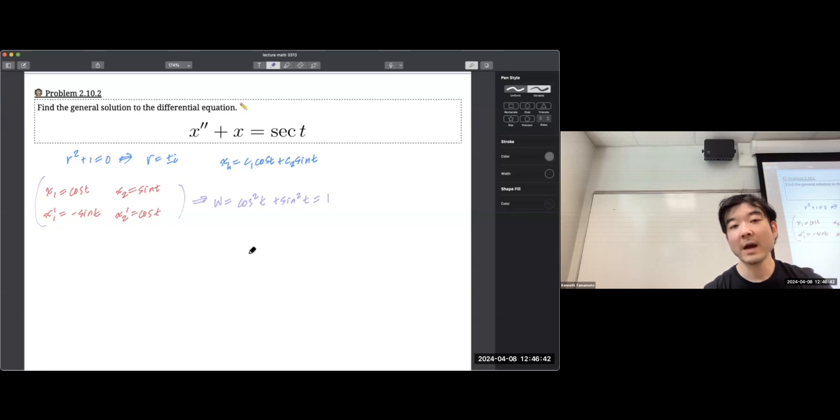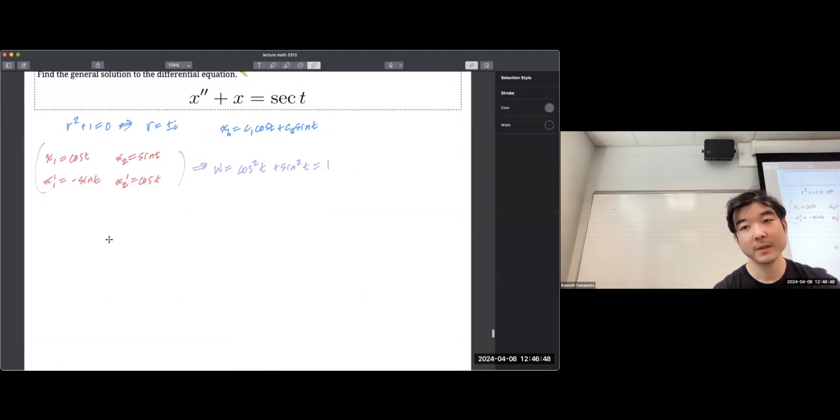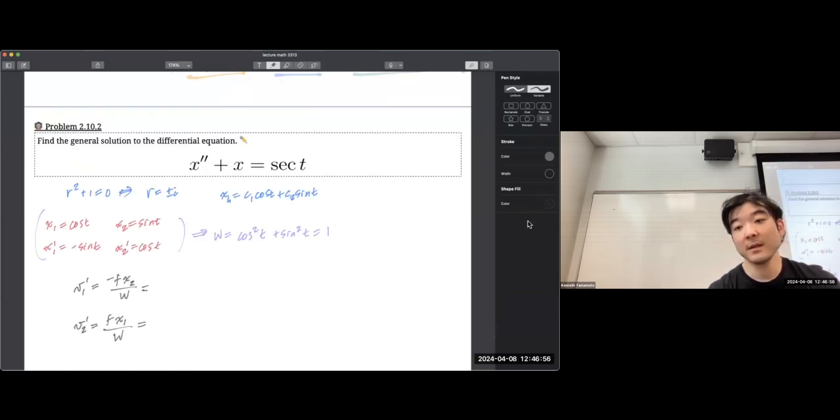And then we're just going to grab our handy formulas that we just had up here for V1 prime and V2 prime. And W is 1 because the Wronskian is 1. The F is secant t because this was already 1 in the front. So F is equal to secant t.